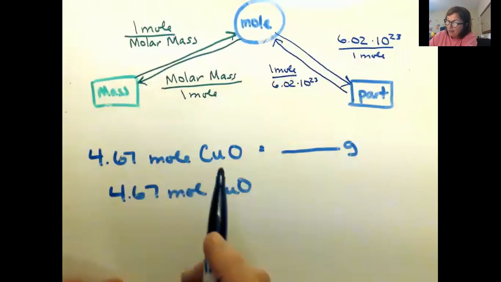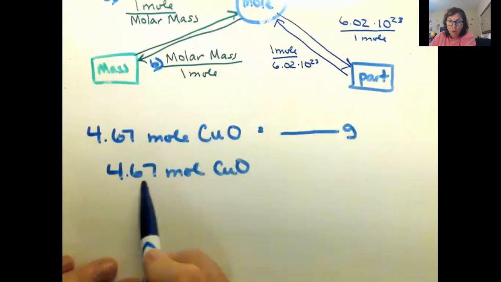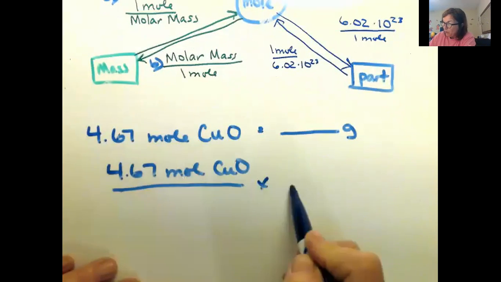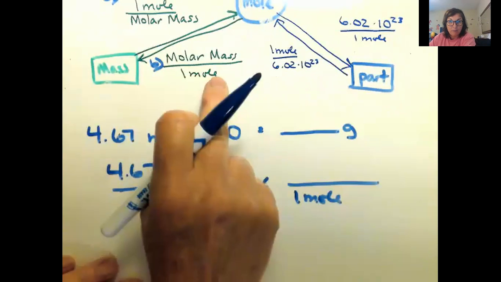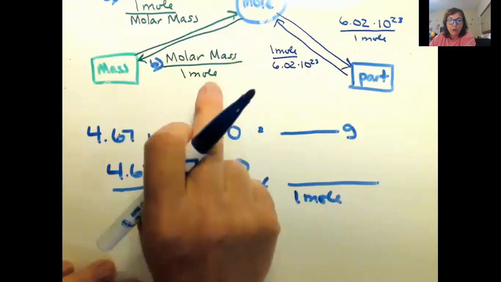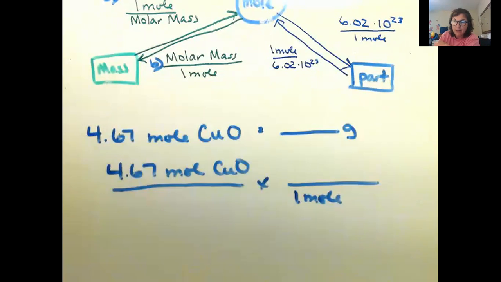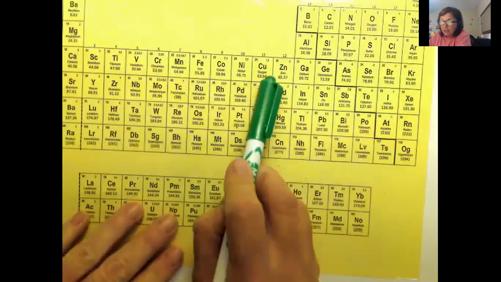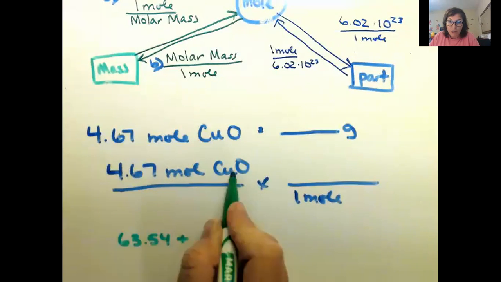So which am I going to use? A or B? Well, I'm going to use B because if mole's on top over here, mole has to be on the bottom down here. And that says the mole's on the bottom. So I've got to find the molar mass and put it over 1 mole. Well, the molar mass of what? The molar mass of copper 2 oxide. Okay? So I have to get out my periodic table and look up the mass of copper, which is 63.54 grams. So I add 63.54 to oxygen, which is 16.